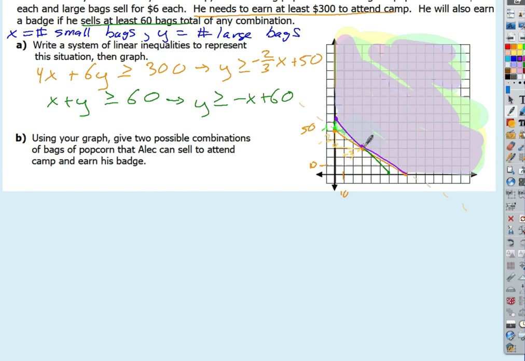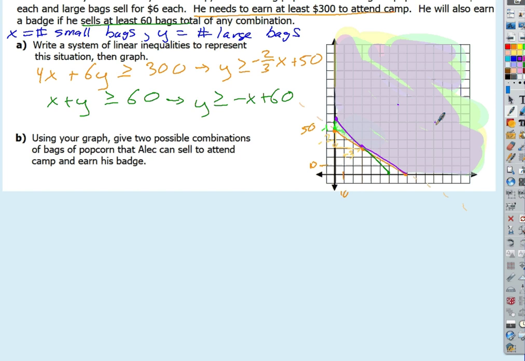What are two possible combinations? Well, right there and right there. There's a whole bunch of them you can choose. Any ordered pair corresponding to any place in the shaded region. Okay. Really, see if you can tell me this, and this is kind of above and beyond what they do on this worksheet, but what should the other inequalities in that system be that we didn't include?